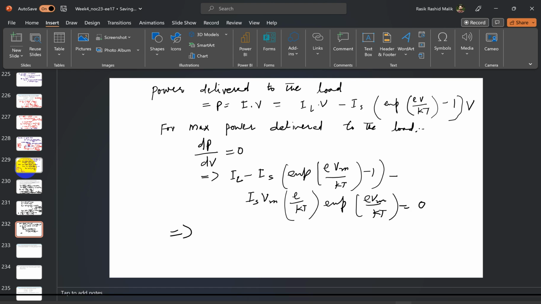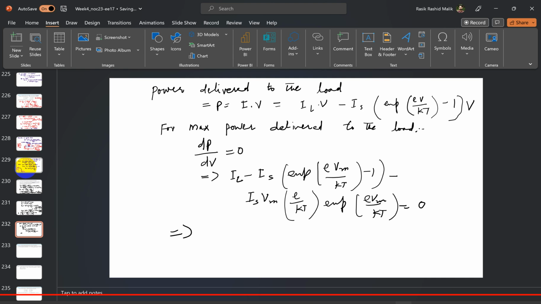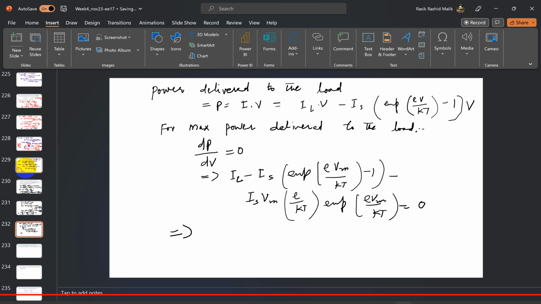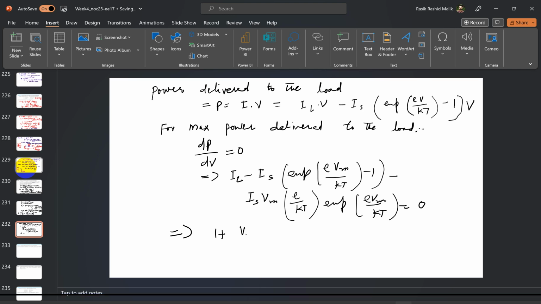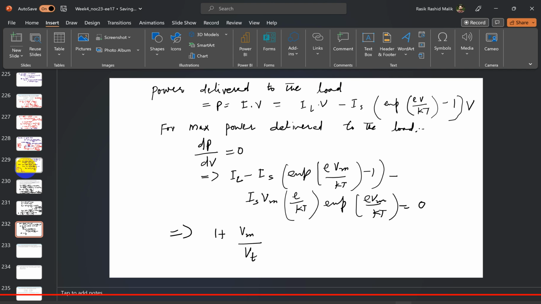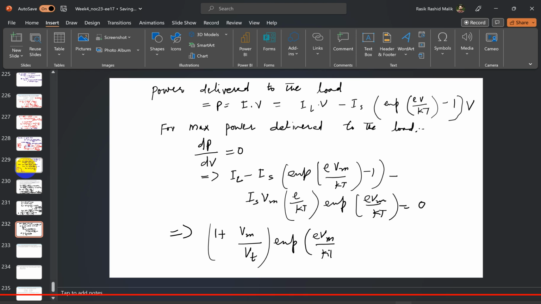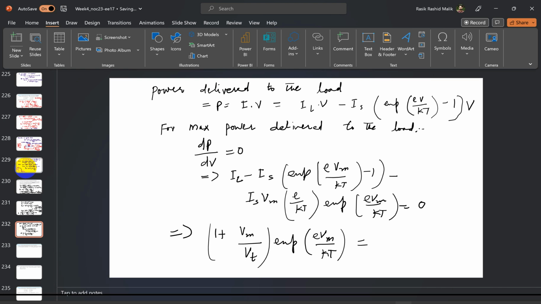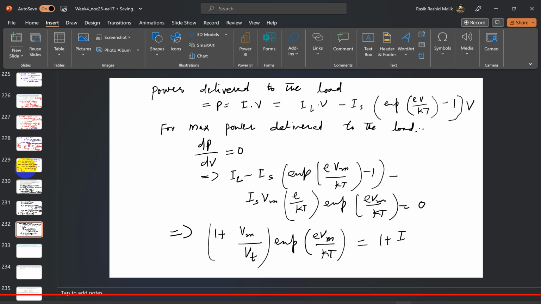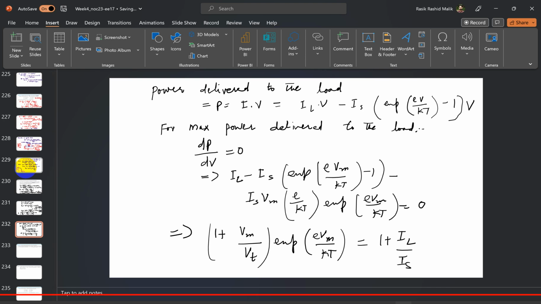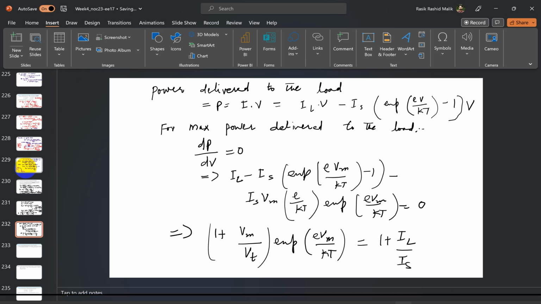If we rearrange this equation, taking IL to the other side, dividing by IS, and taking 1 also to the other side, we will have (1 + VM/Vt) exp(eVM/kT) equal to 1 + IL/IS. So the value of VM can be determined by solving this transcendental equation.